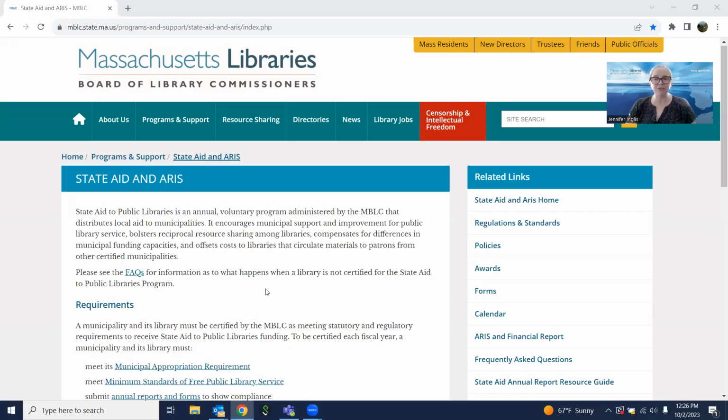Hi, everyone. My name is Jennifer Inglis, and I am the State Aid Coordinator for the Massachusetts Board of Library Commissioners. I'm going to walk you through the financial report and state aid application today.